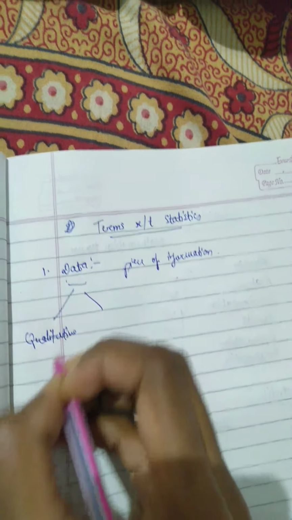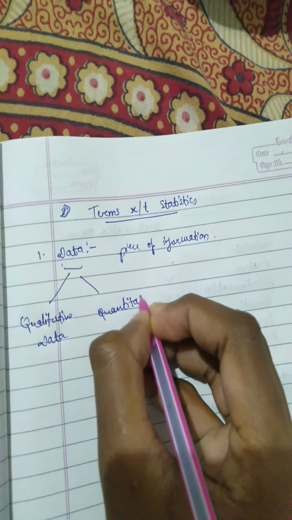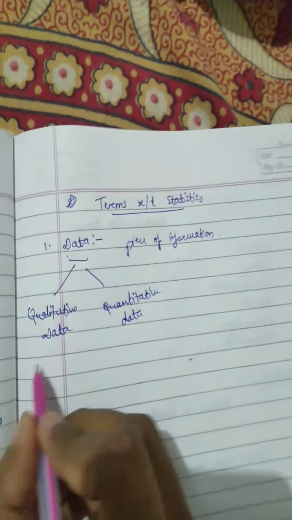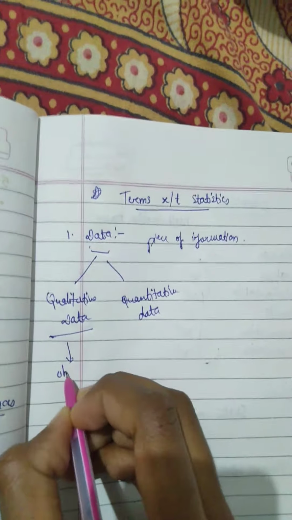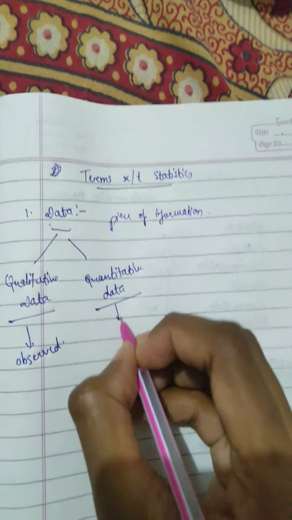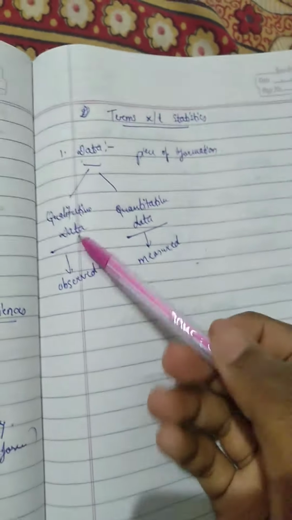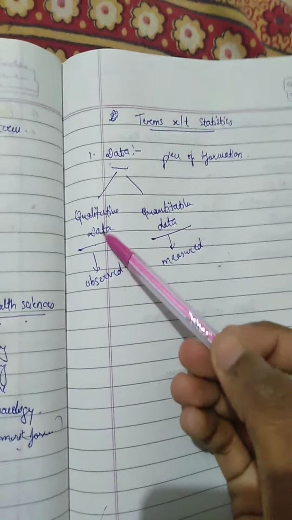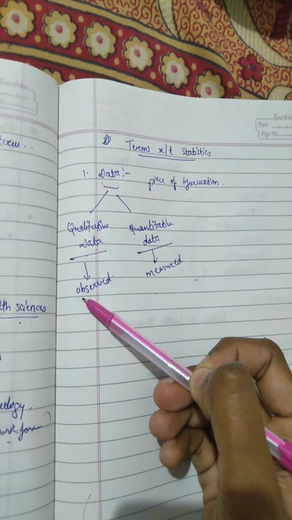qualitative data and quantitative data. So what is qualitative data? Qualitative data is the data which can be observed, whereas quantitative data is the data which can be measured but not observed. Coming back to qualitative data, it is the data which can be easily observed from individuals or the study population.